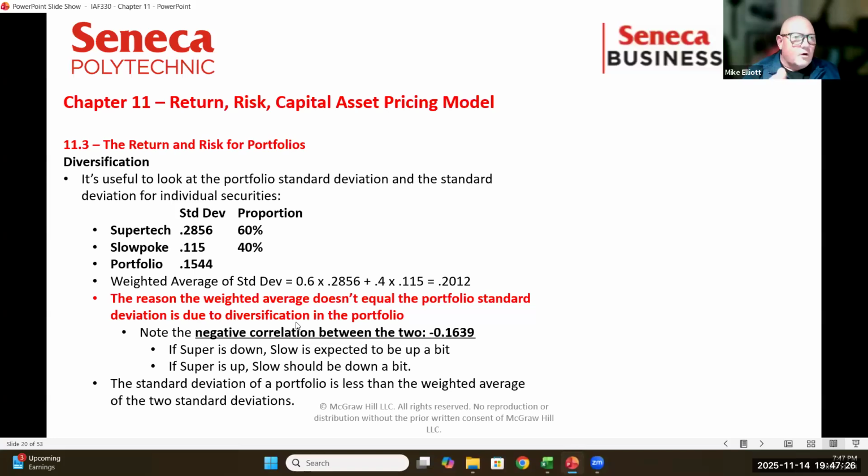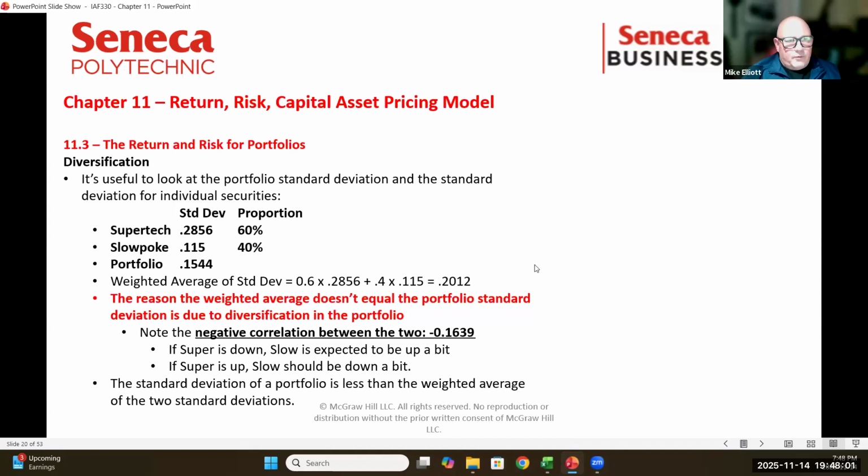Well, it's useful to go back a step. If you think, what's the standard deviation for super? What's the standard deviation for slow? And what's the proportion of those stocks in the portfolio? If we just took a weighted average of the standard deviation, so 60% of 28.56 and 40% of 11.56, we would come up with a weighted average standard deviation of 20.12.